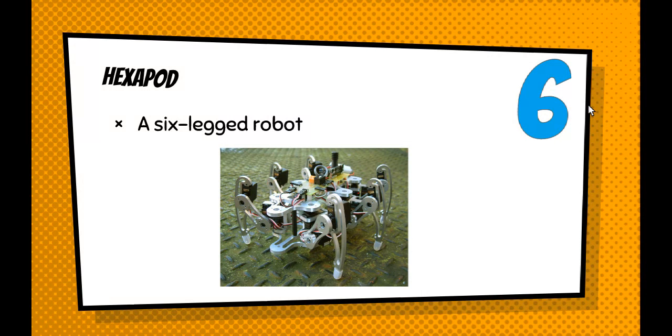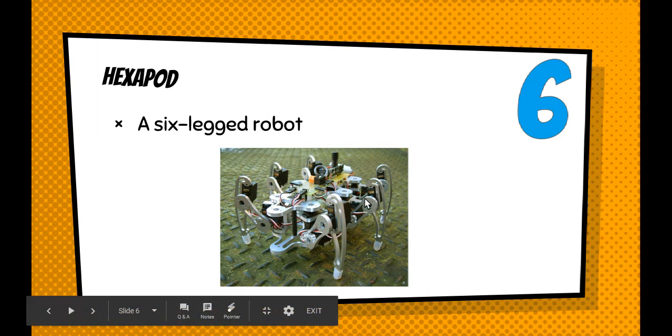Your next word is hexapod, and this is a 6-legged robot. So in this picture, you can see this robot has 1, 2, 3, 4, 5, 6 legs. So this is a hexapod, a six-legged robot.